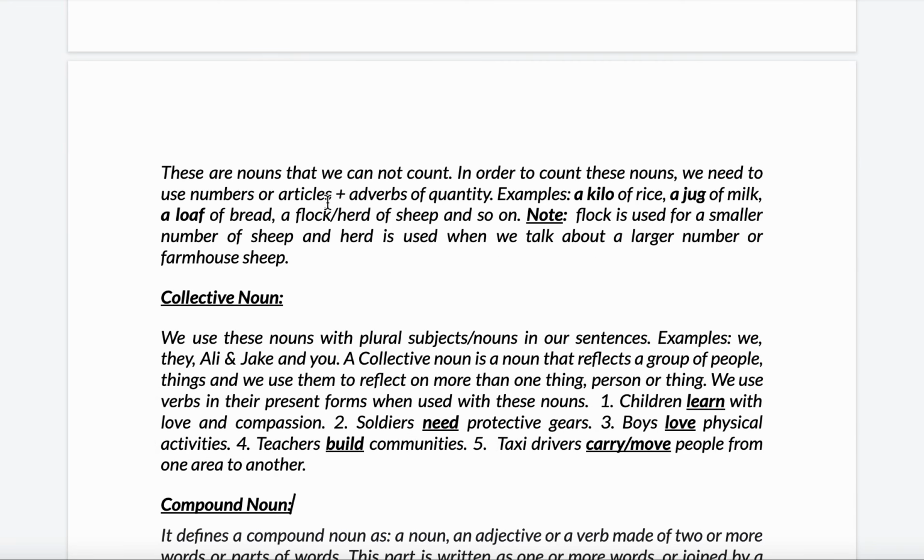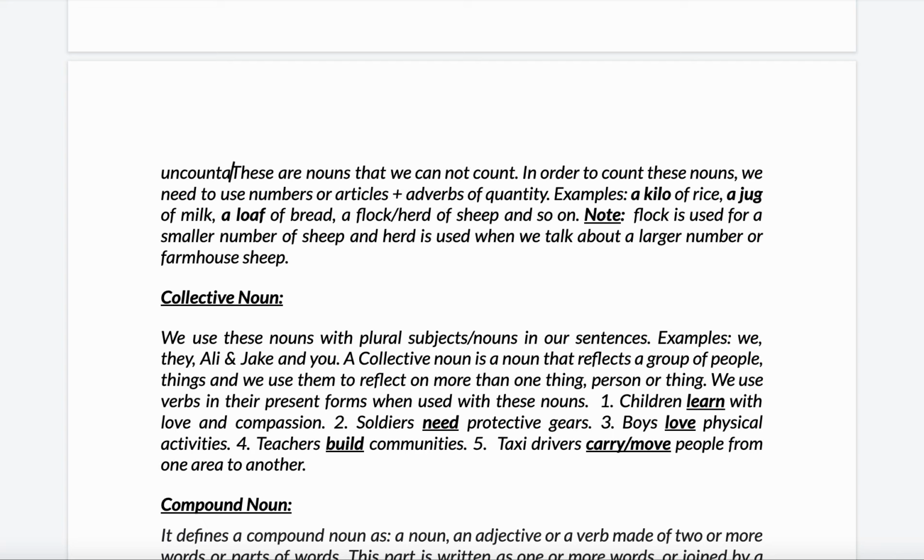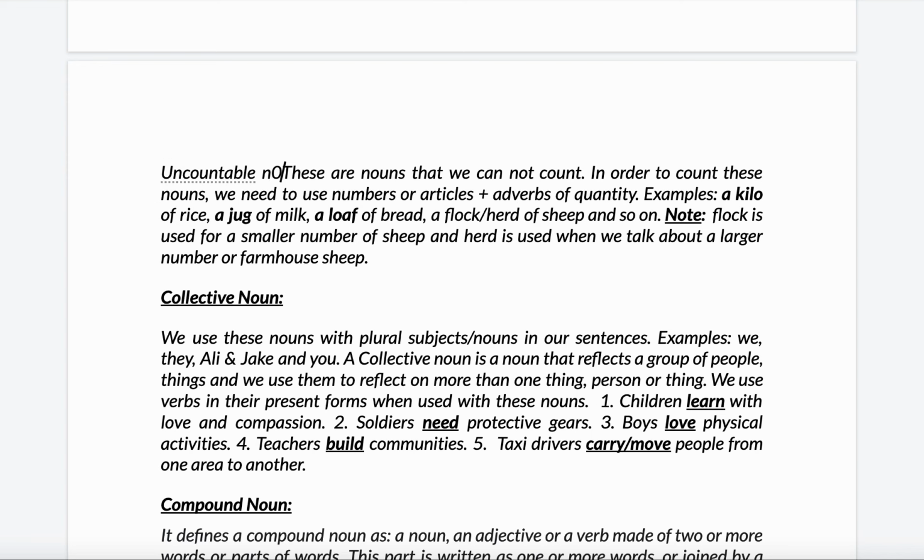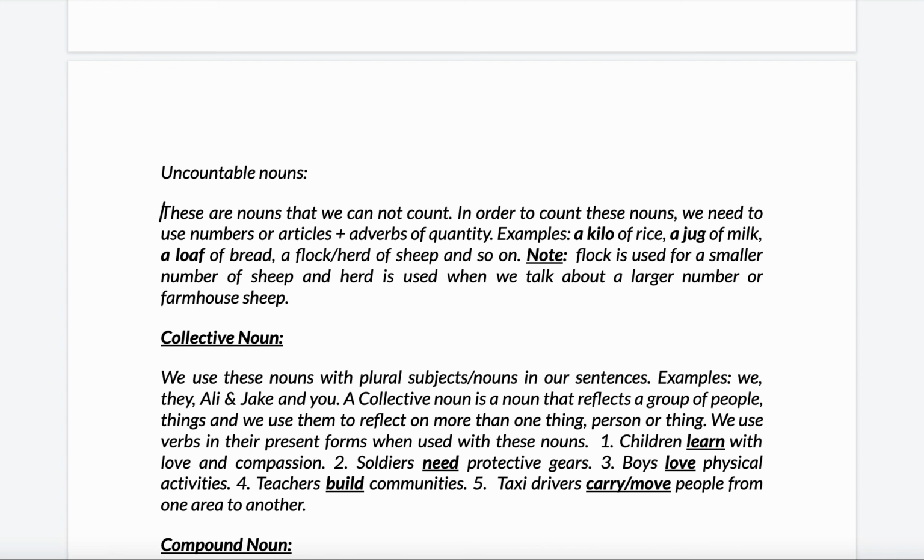So these are nouns that we cannot count. In order to count these nouns, we need to use adverbs of quantity. Let's say uncountable nouns. These are nouns that we cannot count. What it means is that when we talk about their quantity, meaning the number or the weight, we have to use adverbs of quantity.